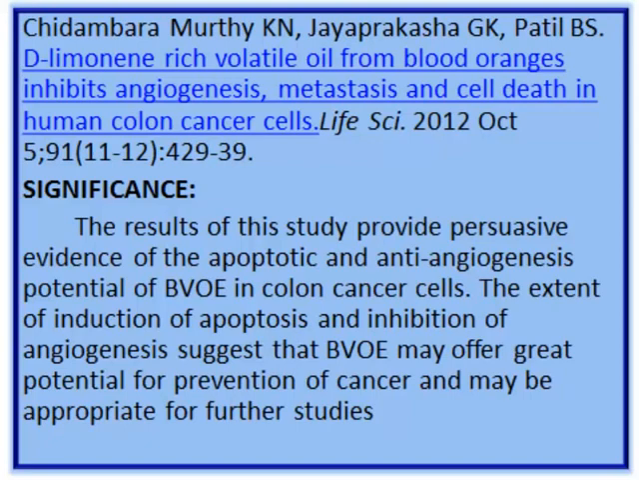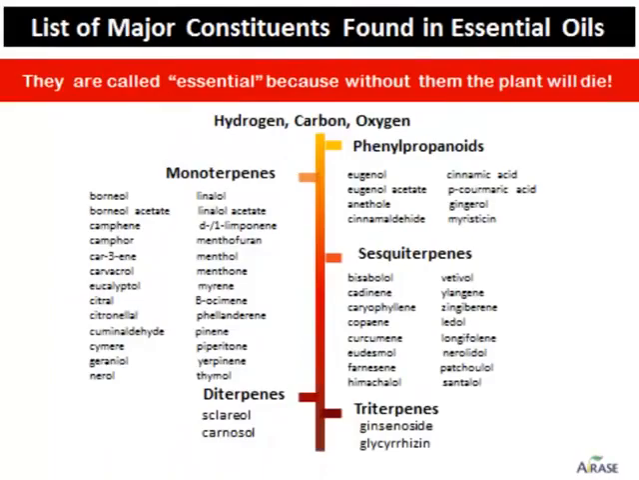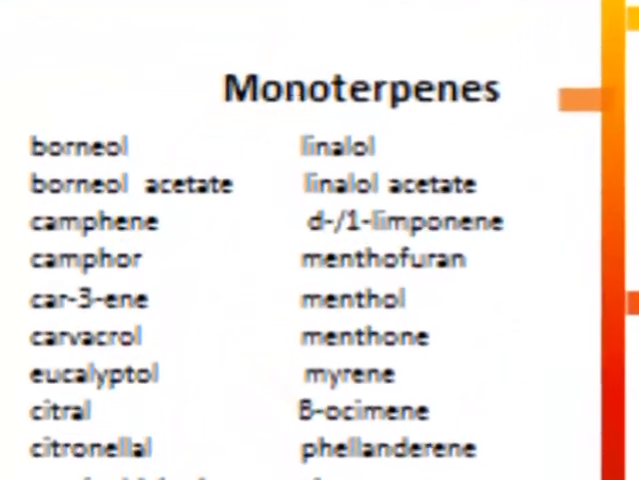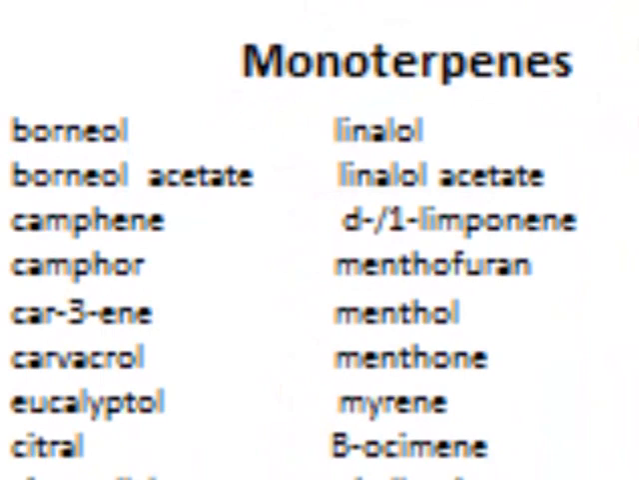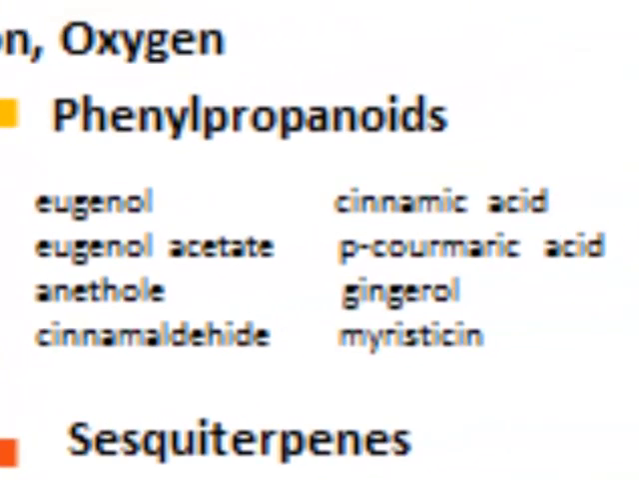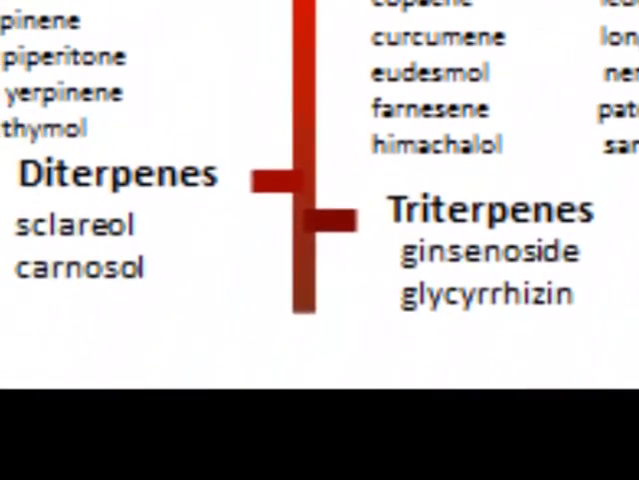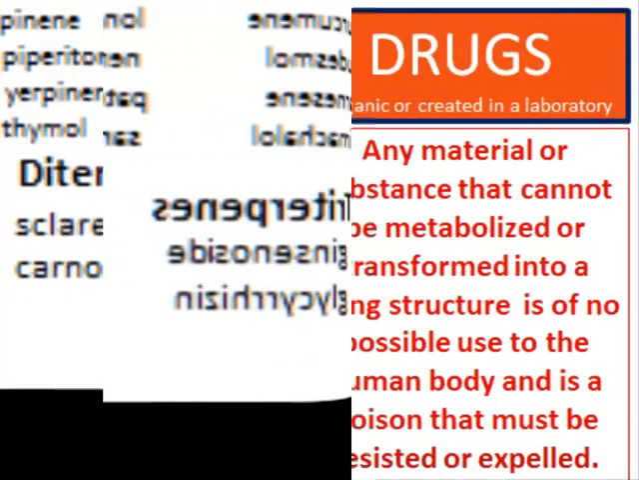colon cancer. There were also 18 companion research projects showing similar results in the treatment and prevention of several other types of cancer. Here is a partial list of constituents that are found in essential oils. Some oils are much higher in one constituent than another. The percentage of a constituent in the oil will determine the oil's function and how effective it will be against specific invasions into the body. They are called essential because without them, the plant will die.